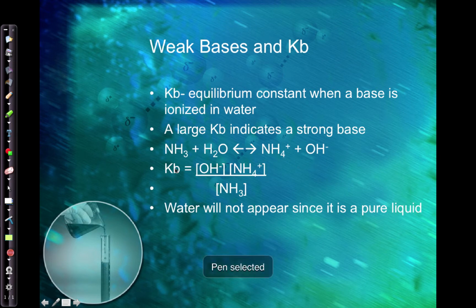So if I put a weak base like ammonia into water, it's going to make ammonium and hydroxide, but only small amounts if I have a small Kb. So if I'm going to write out the Kb expression, it's products divided by reactants. So hydroxide times ammonium here, divided by ammonia, and I don't include water because it's a pure liquid.